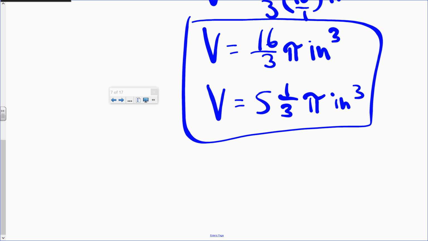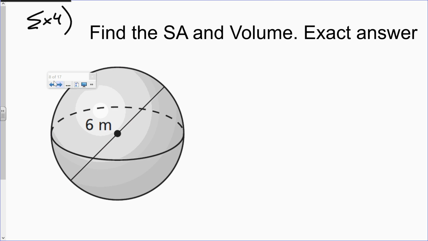Questions? So now if I ever say exact answer or leave your answer in terms of pi, that means they want an exact answer. No approximations. Don't replace pi with 3.14. Here we go. That's example 2. Let's try example 3.